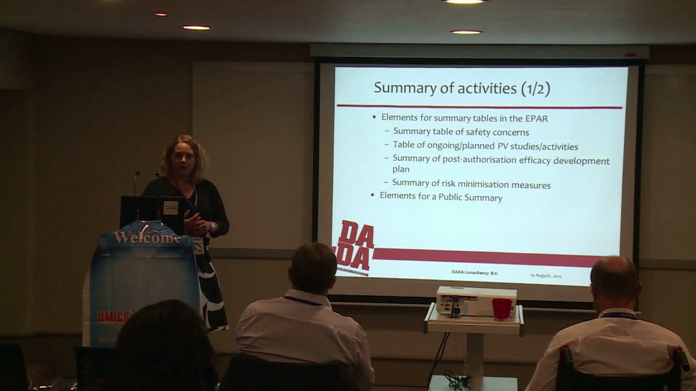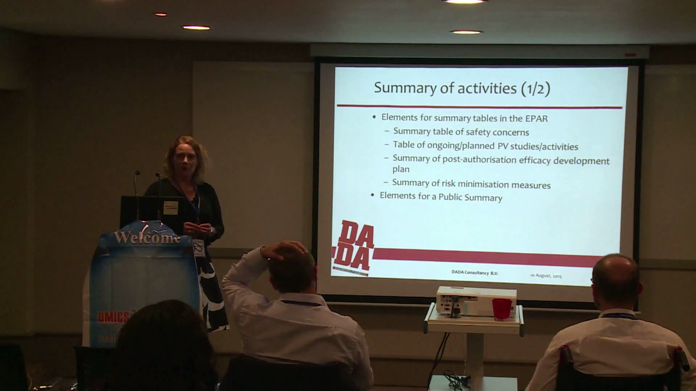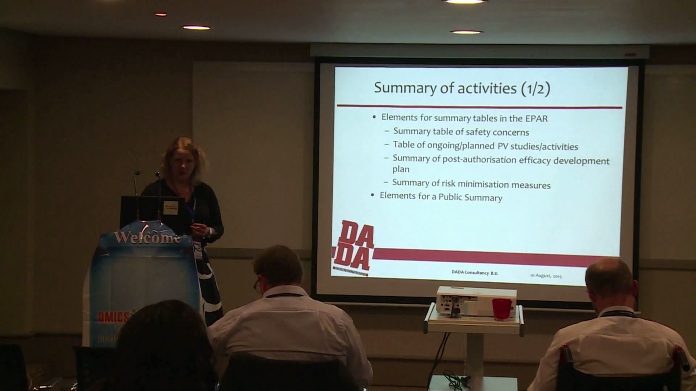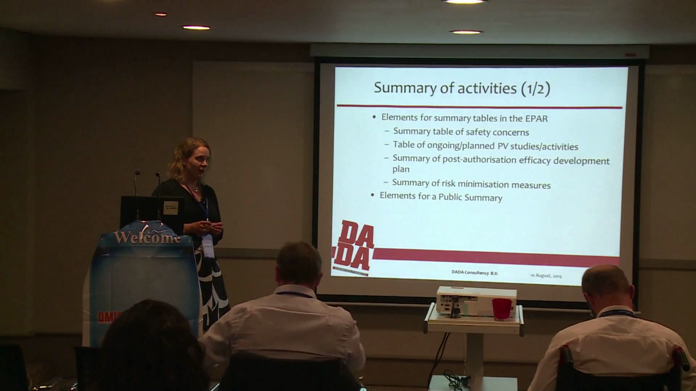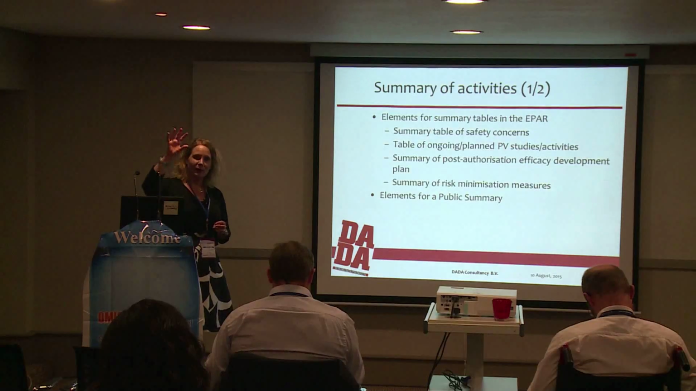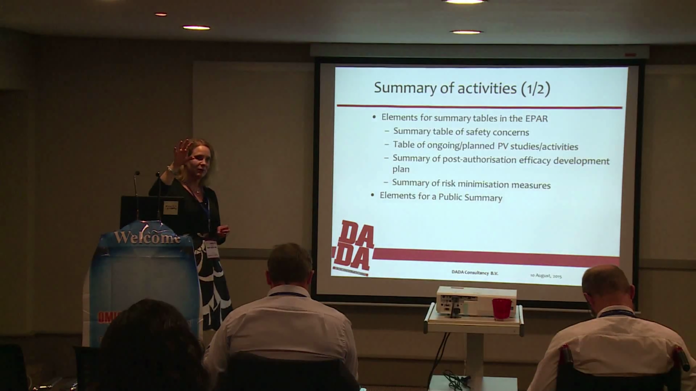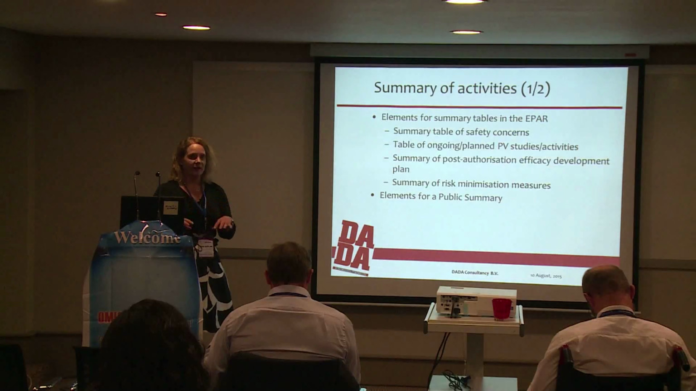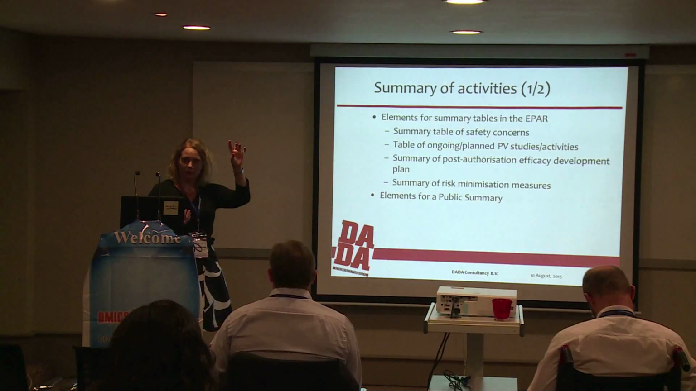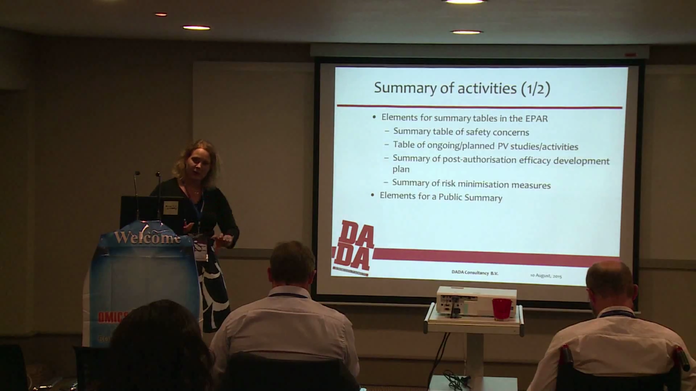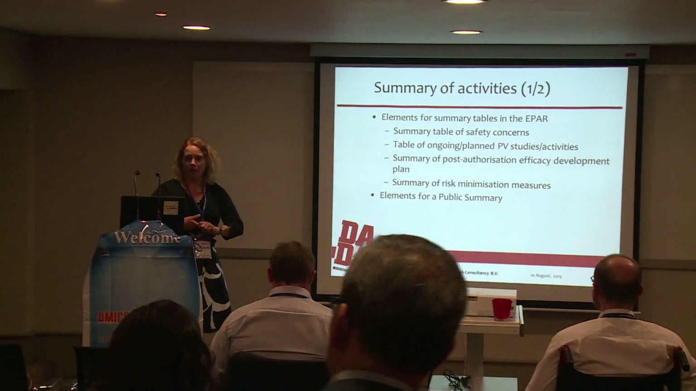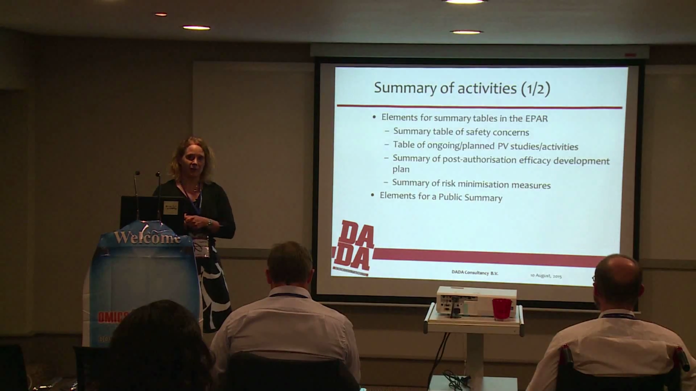The summary of all these activities that you're describing in a risk management plan will become public. And this is a part that the industry is disliking, because it means that you have to start copying information from other sections in the risk management plan to this summary to present as a summary table of safety concerns. You presented that earlier in your part 2. Your table of ongoing planned PV studies and activities, this is in your pharmacovigilance plan, and you're copying it again to your summary. Your post-authorization efficacy plan, if any, that's from your other part, you put it there, and then the summary again of your risk minimization measures.